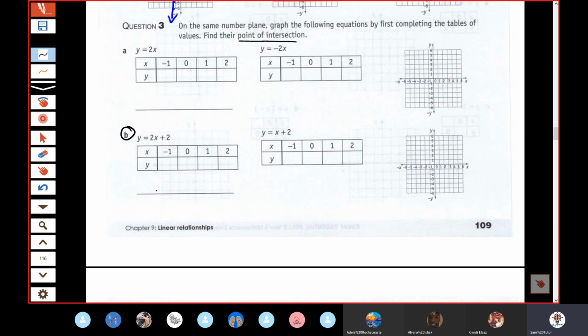What's this point? X is 0, y is 1. (0, 1). What's this? (2, 3). So x is 2, y is 3.